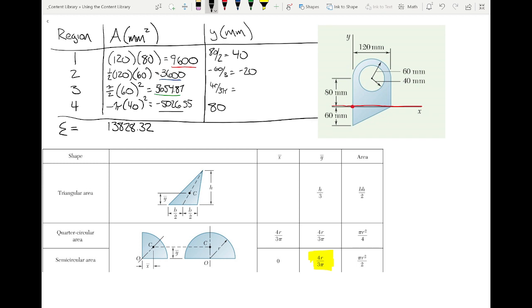Somebody's shaking their head no. Why? Well, yeah, I mean... Don't you have to add 80 to it? That's the answer I was looking for.